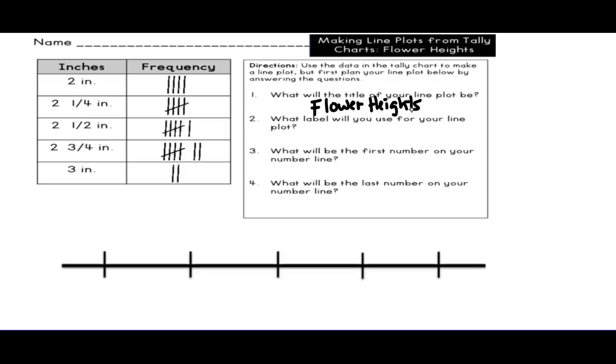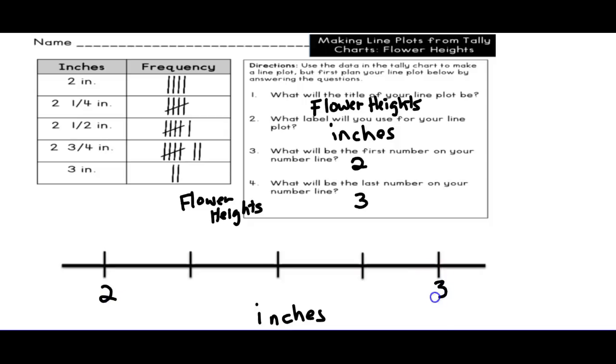And what label will we use for our scale? I think inches, because that's what all of our numbers stand for. And the first number will be 2, because that's our first value up there. And our last number will be 3, because that's our highest value right there. So we need to now create this line plot for our title and fit it in right here. Flower heights. And we need to put our title for our scale, which we said was inches. Our first value is 2. Our last value is 3. So we have 3 hashes in between our 4 sections.